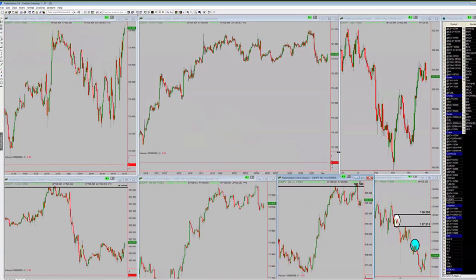Okay. Any other FX markets you want to take a look at before we move on to something else? There are plenty of markets to look at. Aussie yen, sure, we can take a look at that.